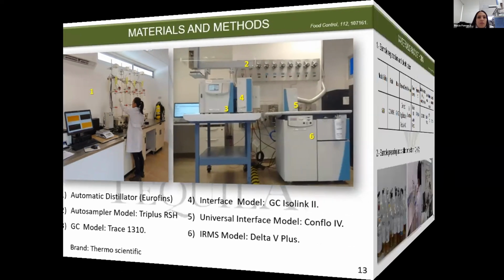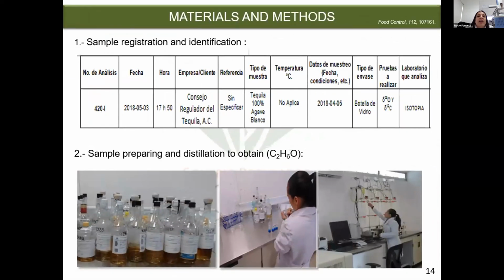We registered and identified every single sample with a unique number. After that, we prepared and distilled to obtain ethanol.